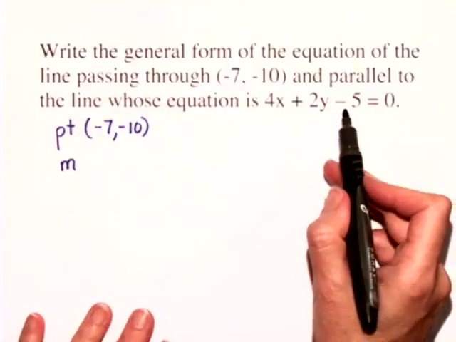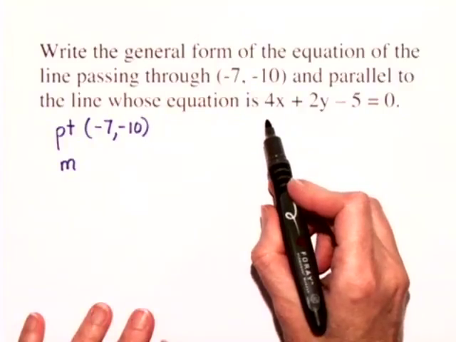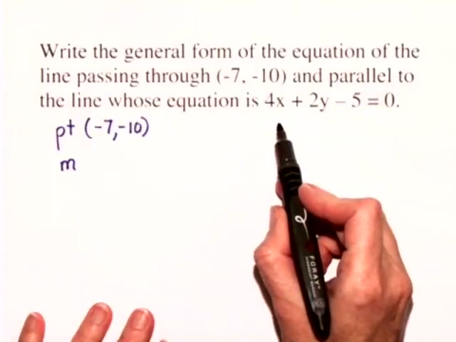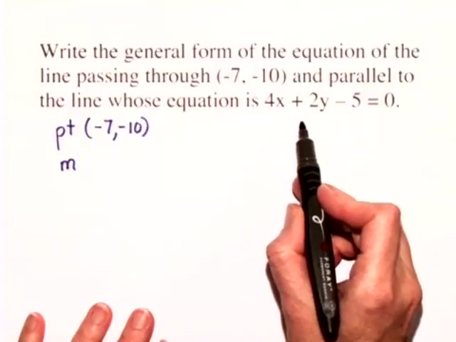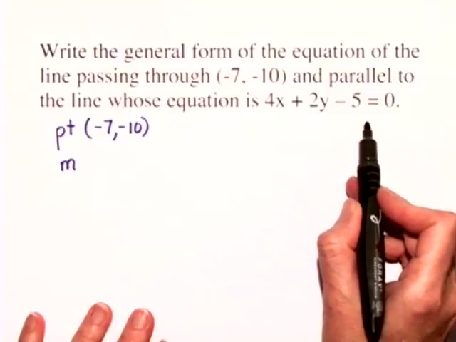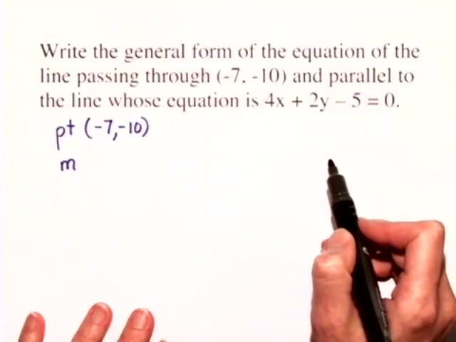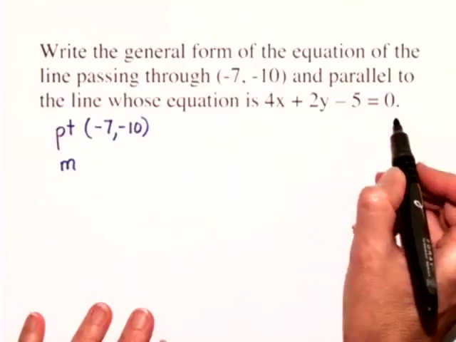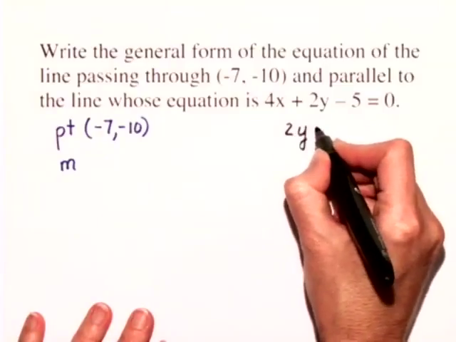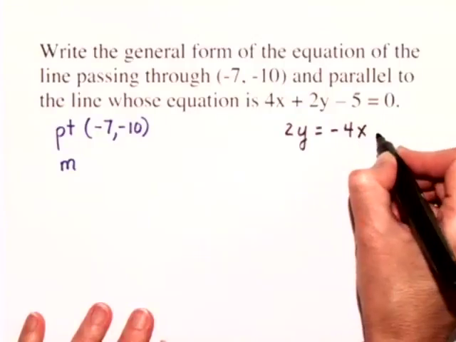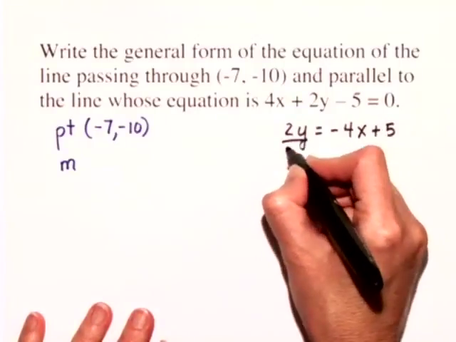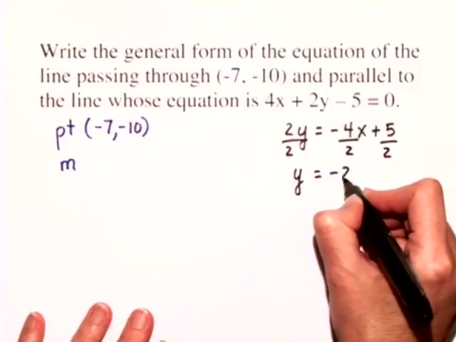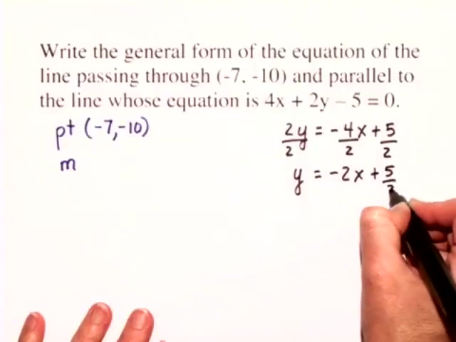We know a line that's parallel to our line that we want. So, the parallel line has the equation 4x + 2y - 5 = 0. We'll simply solve this equation for y, and we can choose the slope of this other line because parallel lines have the same slope. So if I want to solve this for y, I'll move the 4x and the -5 to the right-hand side, and I'll have 2y = -4x + 5. And when I divide each term on both sides by 2, I have y = -2x + 5/2.